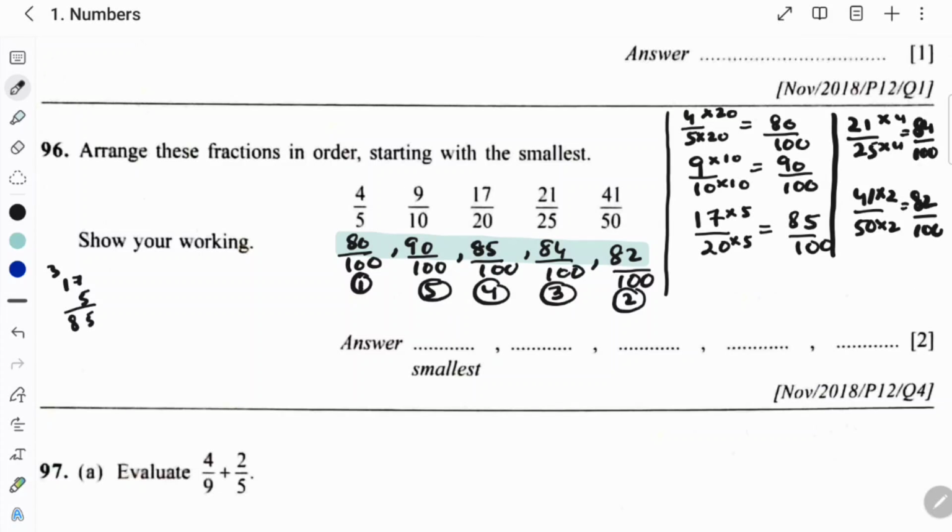So 4 over 5 is the first one. The second one is 41 over 50. The third one is 21 over 25. And then 17 over 20. And then 9 over 10 is the largest number.